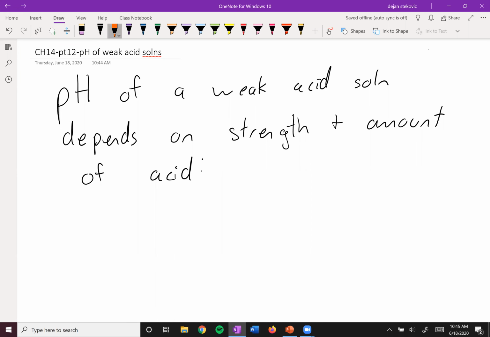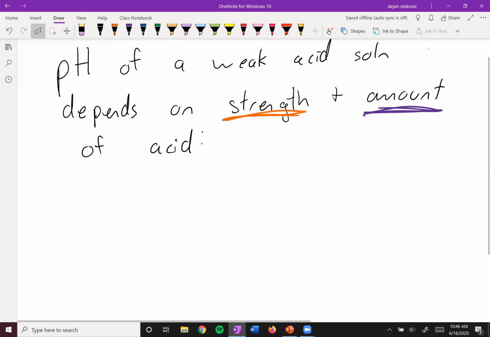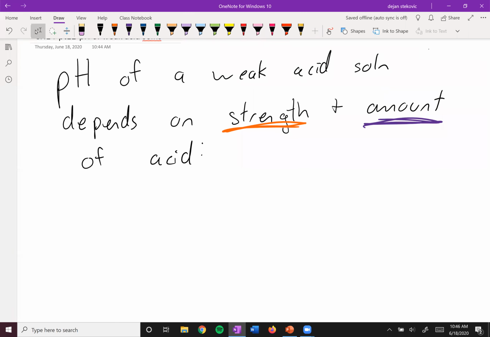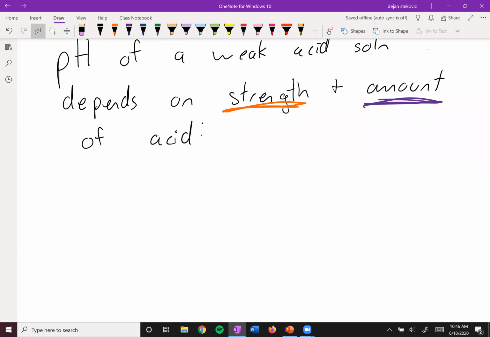All right, so last time we learned that not all weak acids are the same, right? They can have varying levels of strength. And so the pH of a weak acid solution is going to depend on both the strength and the amount of acid added. So I'll just show you generally how these problems go, then we'll go through an example.